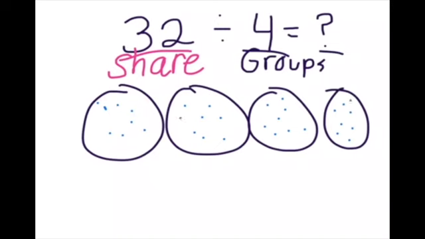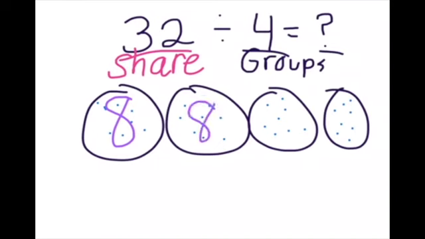All right. So how many dots did I have in each group? That's going to be my answer, remember? And let's just double check and make sure every group is the same. So I have 2, 4, 6, 8 in that group. And I have 2, 4, 6, 8 in this group.